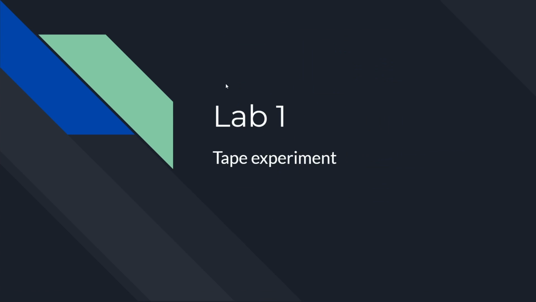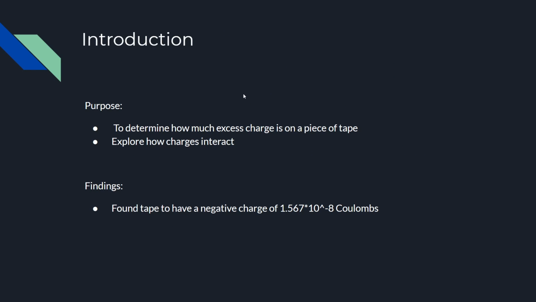This is lab number 1, and this is the tape experiment. To start off, the purpose of doing this lab was to determine how much excess charge was on a piece of tape, and we were exploring how charges interact and how charges can be seen as point-like particles, but also how we can create dipole interactions and how those interactions interact with each other.